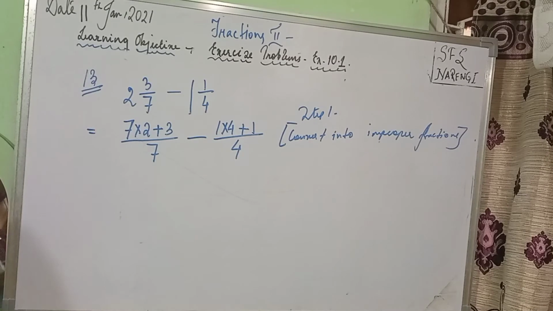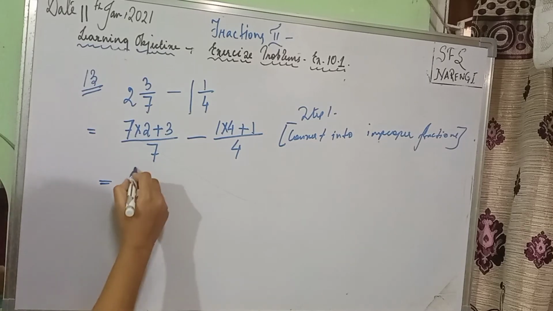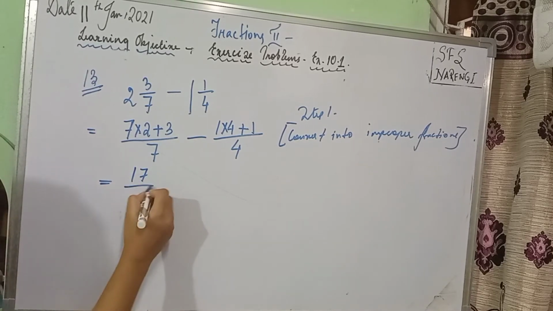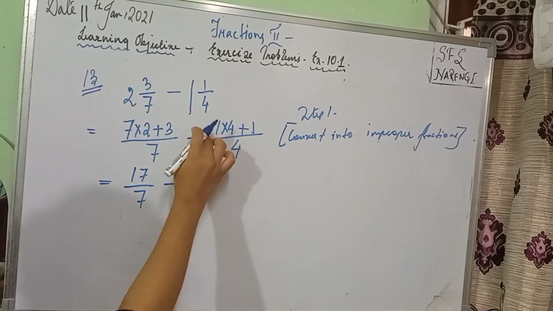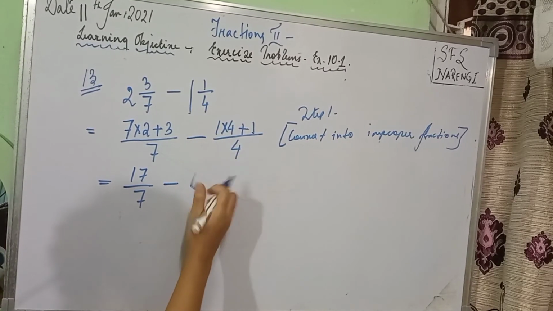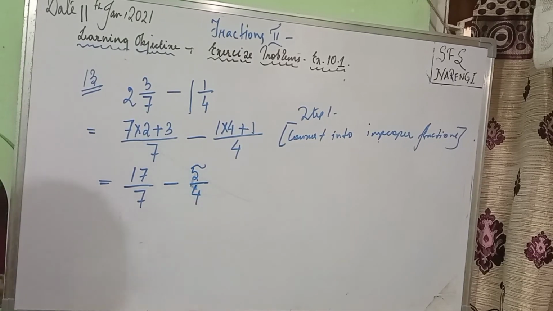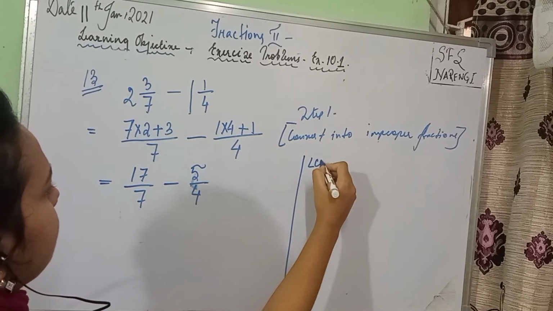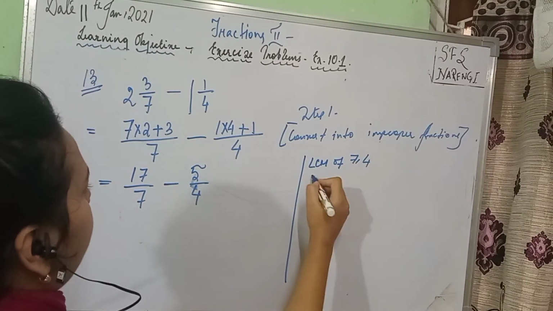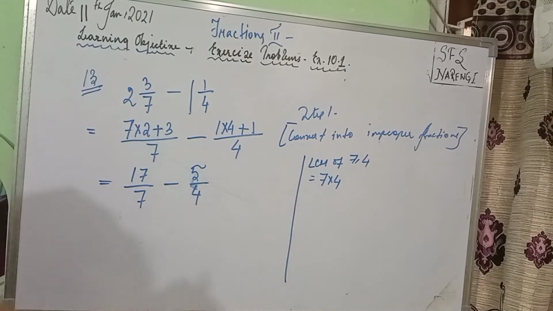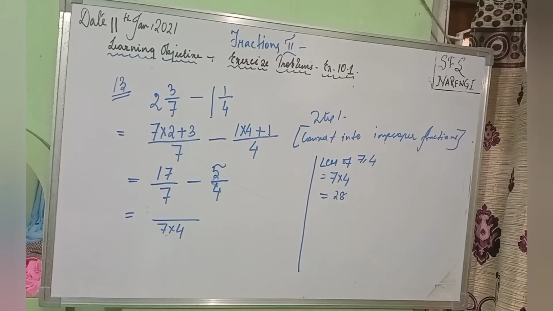Then evaluate this. 7 multiplied by 2 is 14. 14 plus 3 is 17 divided by 7. Minus 1 times 4 is 4 plus 1 is 5. So I get 5 by 4. Now unlike the previous problem, are they like fractions? Do they have the same denominator? No. So we have to find the LCM. LCM of 7 and 4 is equal to 7 multiplied by 4, which is 28.